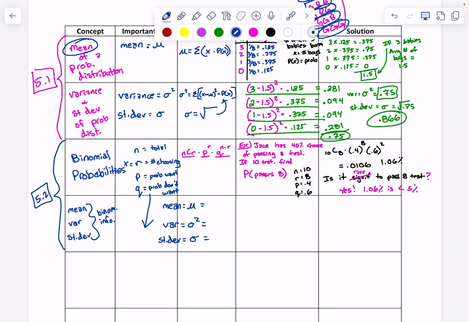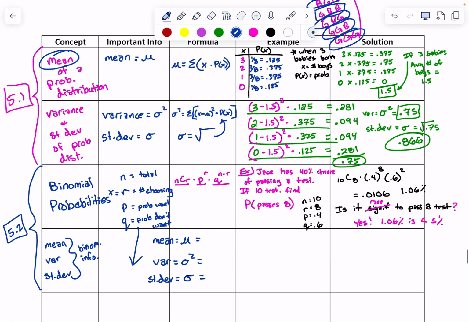Now, keeping in mind mean, variance, standard deviation, it's the same mean, variance, standard deviation that you were finding up here. It's just that you are given different information to begin with. Up here, you were given a table, and the only way of finding it is the ugly way. Here, we're given N, P, Q, R, and the only way to find it is a nice, easy way, okay?